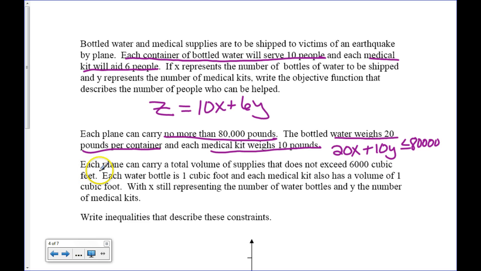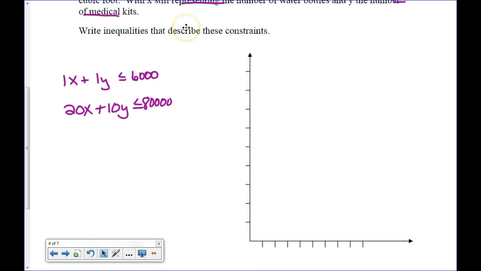Now, the next one says, each plane can carry a total volume of supplies that does not exceed 6,000 cubic feet. Each water bottle is 1 cubic foot, and each medical kit also is 1 cubic foot. So this one, you're going to write 1x plus 1y is less than or equal to 6,000. Okay, so these are our constraints that we found above.